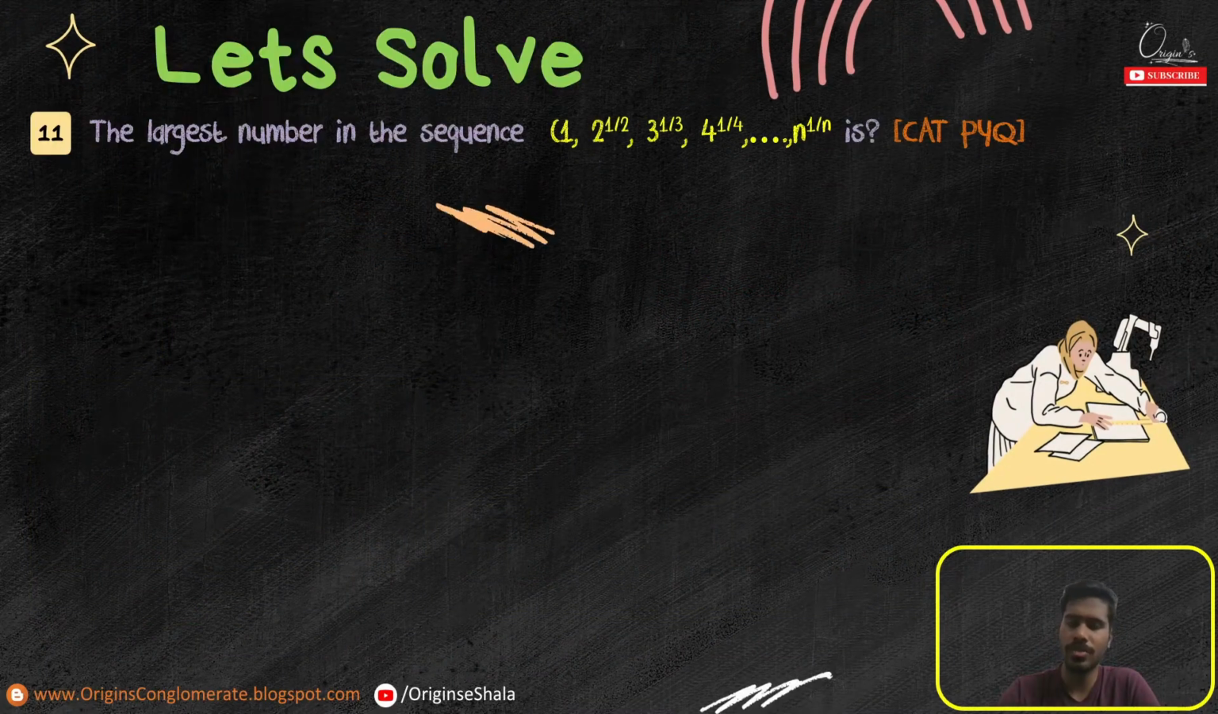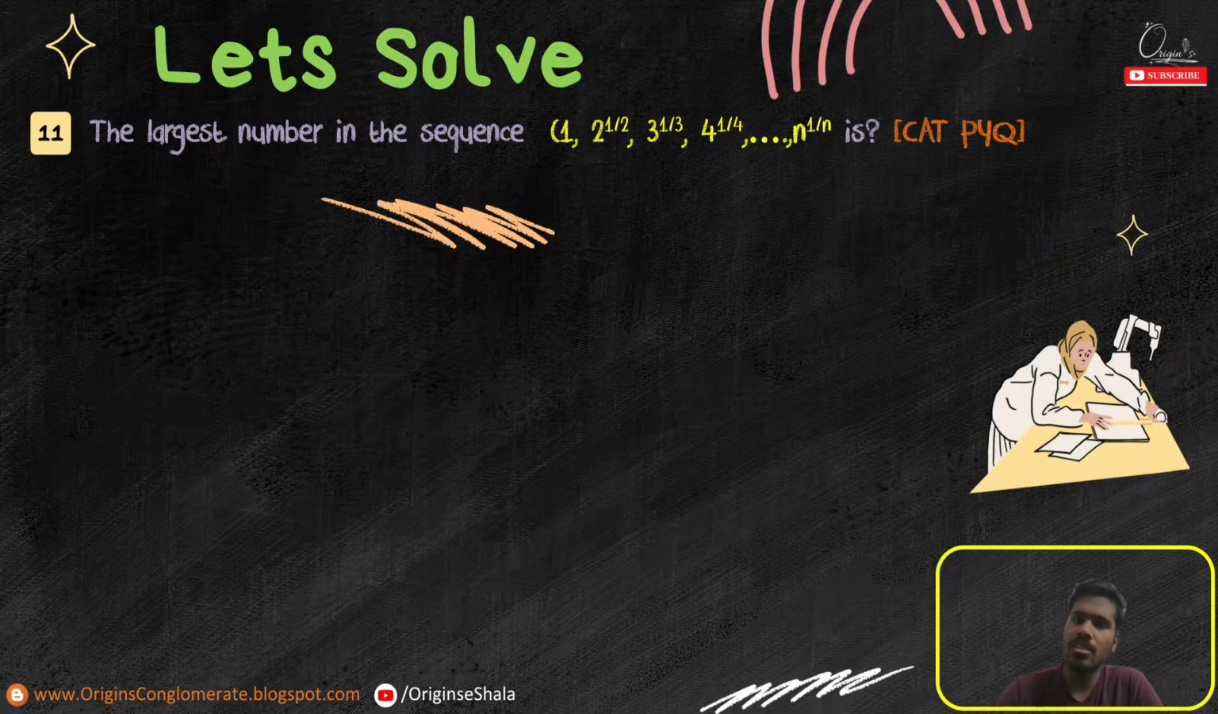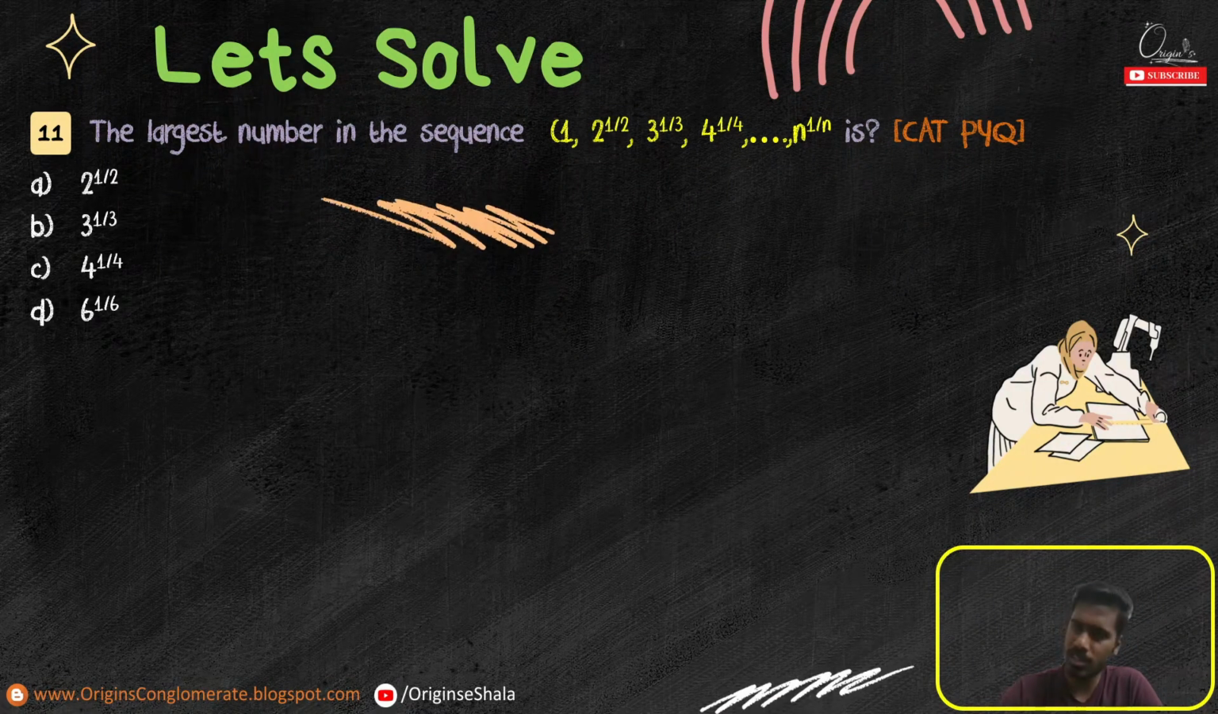Let's try to solve this. I am given a sequence, and yeah, it is a CAT PYQ. So good practice for you. I am being given a sequence, basically a number with the inverse of itself in the power, and I need to know what is the greatest value here, right? Now here, as soon as I saw this, I just remembered the basic jugaad we used in trigonometry, like root 2 is equal to 1.41 and root 3 equal to 1.73, right?